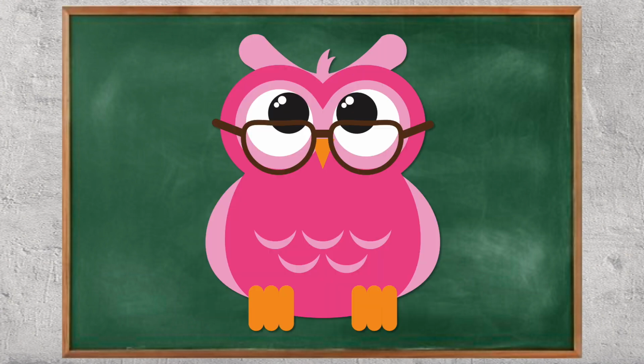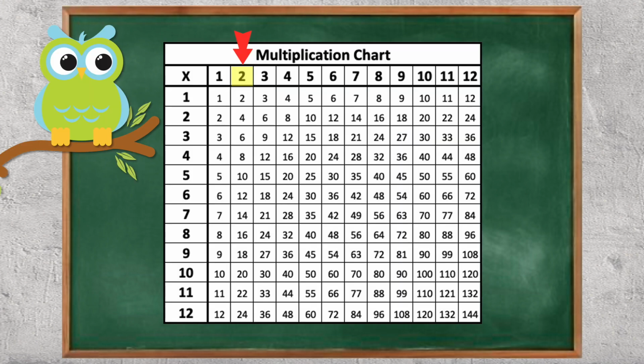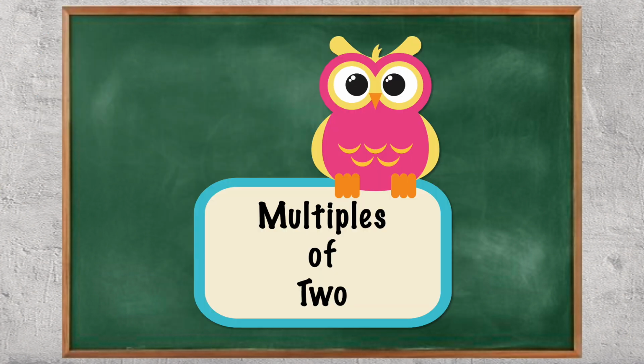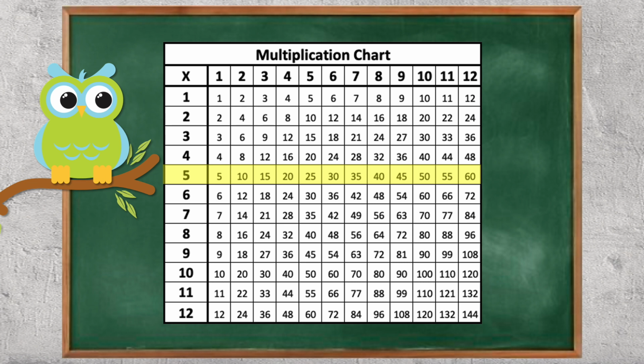Let's look one more time. Find the number 2 along the top. Look at the numbers going down. We have 2, 4, 6, 8, 10, 12, 14, 16, 18, 20, 22, 24. We have multiples of 2 here going down. The same thing happens for each number going down and across.